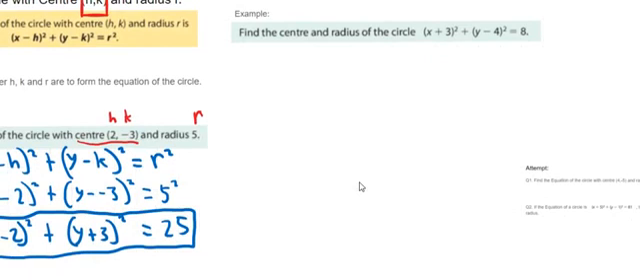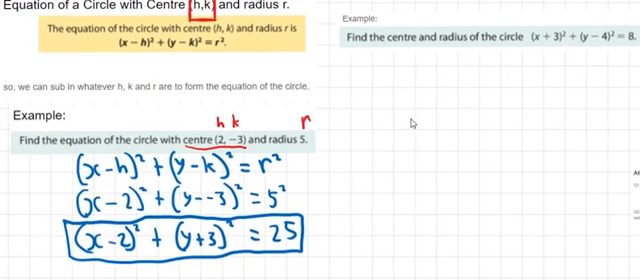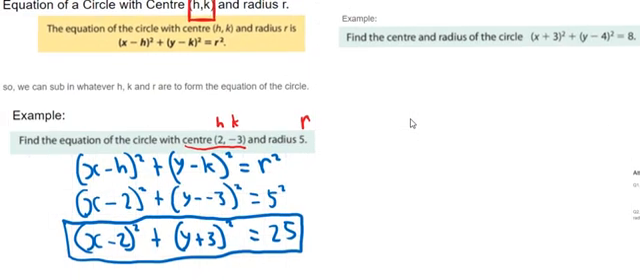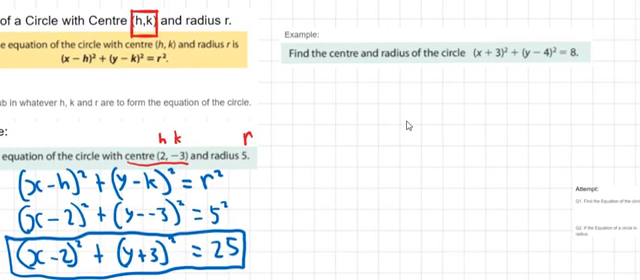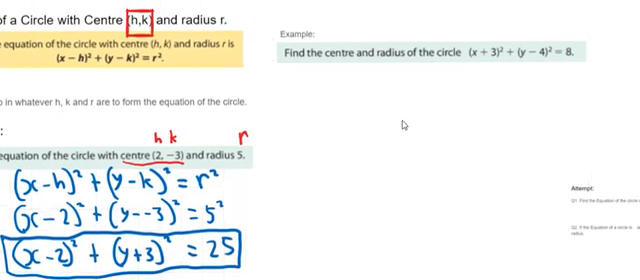So let's look at the second example. Find the center and the radius of the circle x plus 3 squared plus y minus 4 squared equals 8. It's like the opposite of the first example. You're given the equation of the circle, and you're asked to work backwards and find out what the center and the radius are. So more or less you're going to be picking out the center and the radius here.